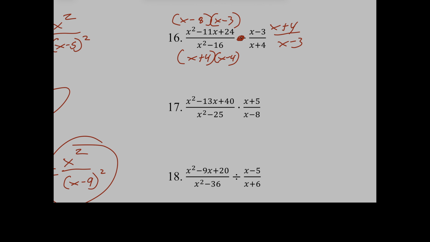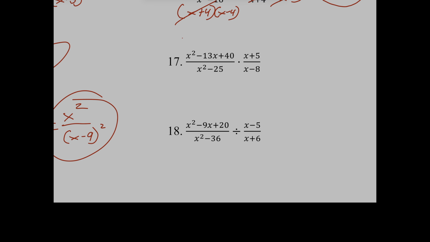Okay? Now, just look at the red. X minus 3, x minus 3, x plus 4, x plus 4. Can't do anything else. My answer is x minus 8 over x minus 4. I can't do anything with the x's and 4's because they're attached to minus signs. All right, two more problems and we're all done.